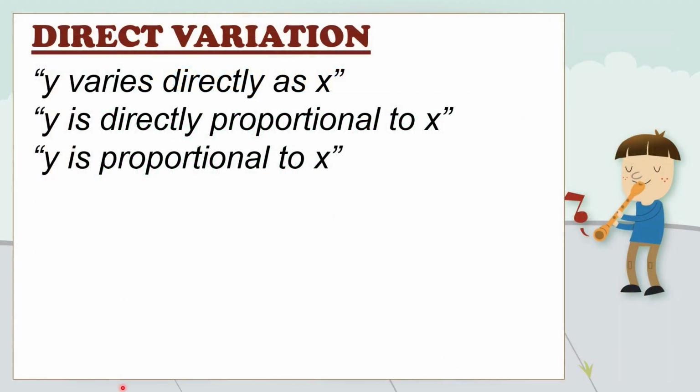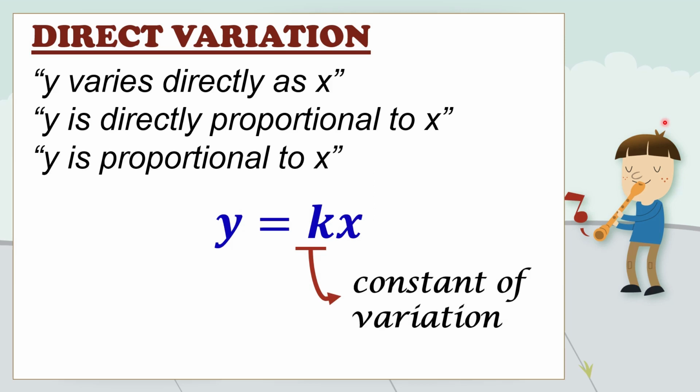So how to write the equation for the direct variation? The statement y varies directly as x, y is directly proportional to x, and y is proportional to x, this refers to direct variation. To write the equation, that is y equals kx, where k is what we call the constant of variation. And remember, in the direct variation, the constant of variation is the ratio between the dependent variable and independent variable.